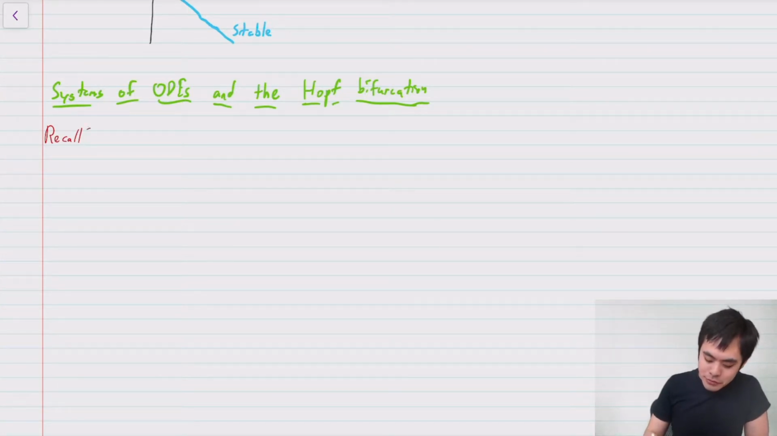Well, there's a really good reason for that. So what was that fourth bifurcation? That was the period doubling bifurcation.